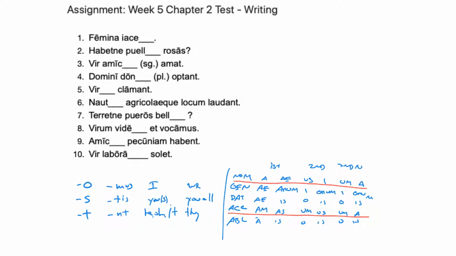Number 6, all right, now we've got 3 nouns. So naut, agricolae, que, locum, laudant. Back to our transitive structure, locum is our direct object. The fact that laudant is plural tells you that the subject is plural, and in this case, we've got que, which is a conjunction. It's a little add-on word. The key with que is that it connects the word before the word to which it's attached.